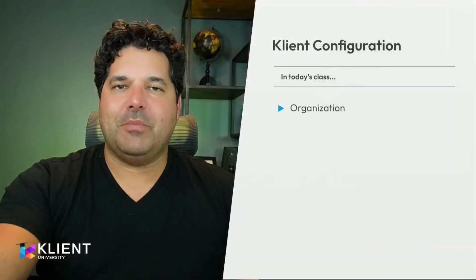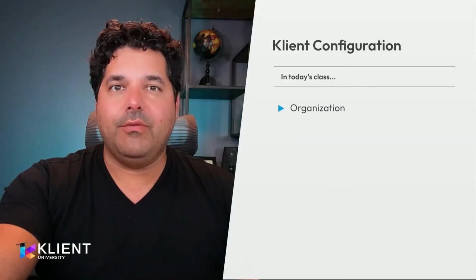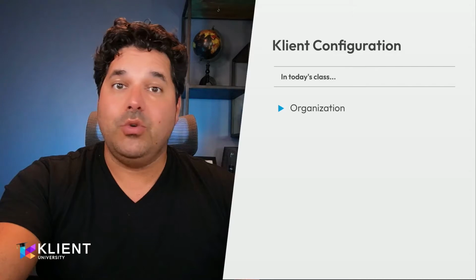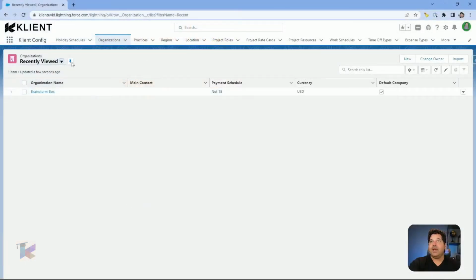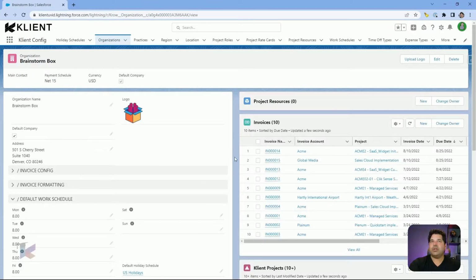The organization object. A record of this object will represent a business entity you're invoicing from. Basically, who's providing the work. If we look in this client instance, I only have one organization. In this record, the information of the first section is the name, the logo to be used when generating invoices. If I have many organizations, which one would be my default organization and the address.